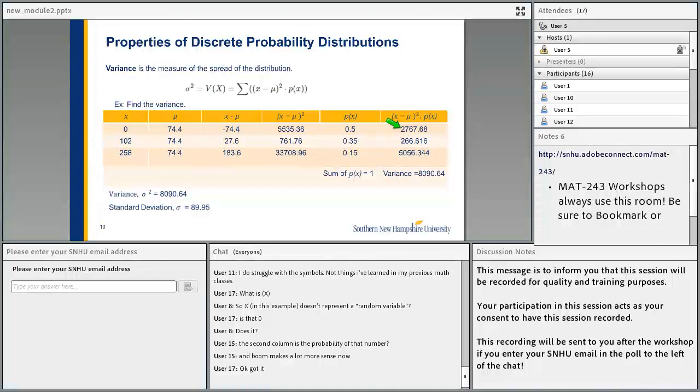Now if I have to find the variance, I have to add up all the values in my last column. And when I do that, we get 8090.64. So that's the variance. The standard deviation is just the square root of variance. So it's given by sigma, and the value is 89.95.